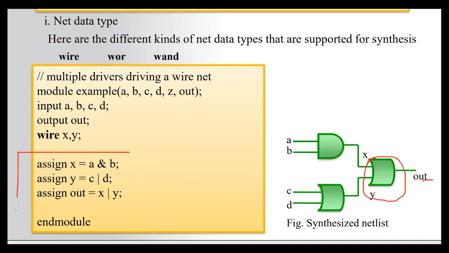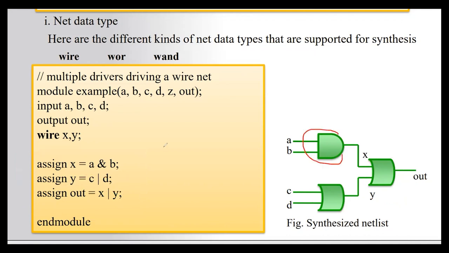Which type of modeling is this? Can anyone tell? Behavioral, data flow, or gate level? Ma'am, data flow. Why data flow? Because all are expressions, right? Everything we have written is in terms of expressions. This is also an expression, this is also an expression. All the things are expressions.